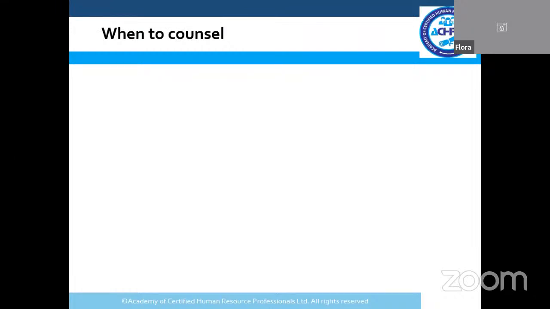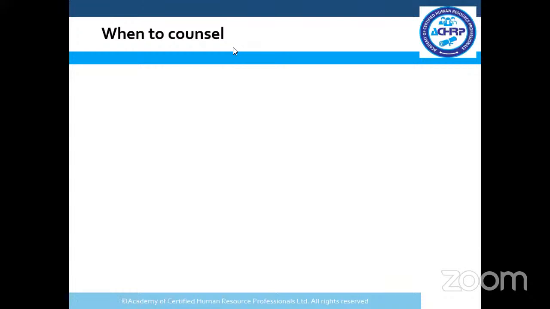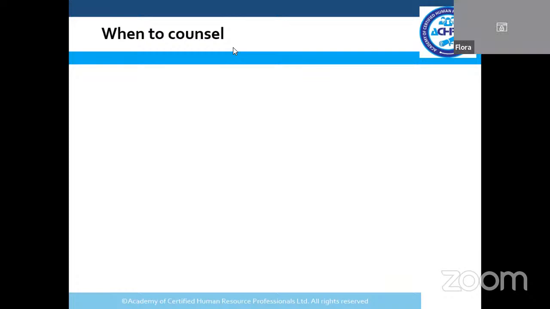I want to go very fast because time is not there. When do you think we need to counsel? Let's go to the workplace. When do you think we need to counsel our staff? When do they want counseling? Quickly. When there's a change in behavior, like maybe someone was performing well and then all of a sudden it drops. Yes. Thank you, Evelyn.